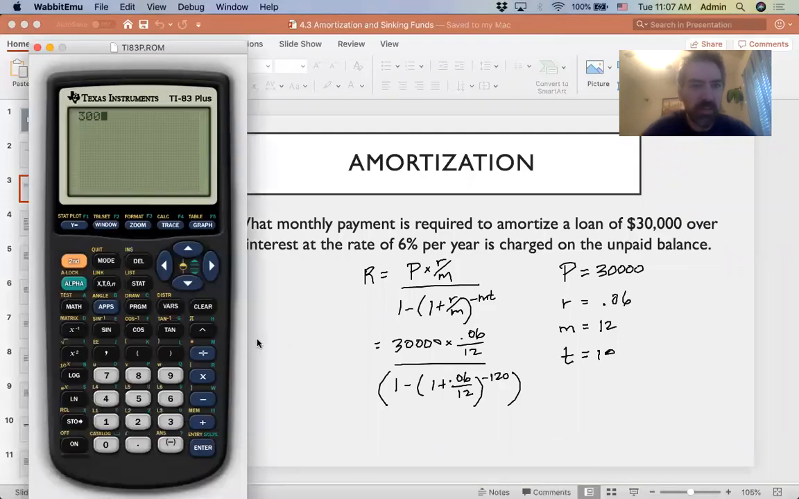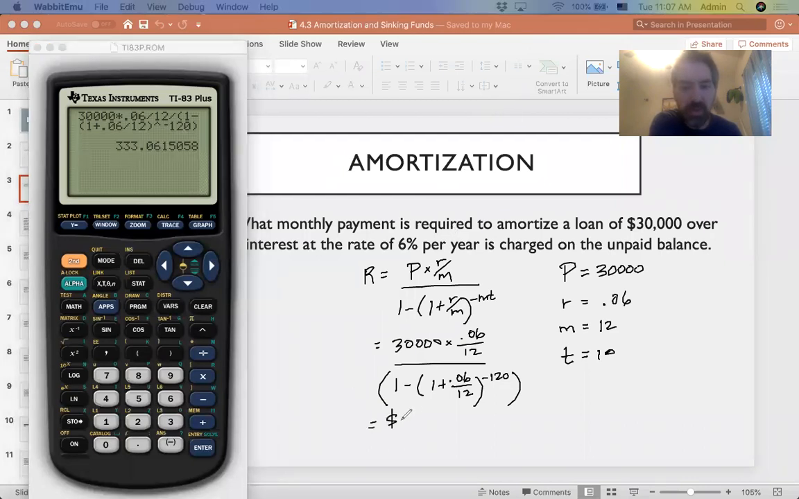So now we can plug all this into the calculator. We've got 30,000 times 0.06 divided by 12, then divided by, here's our first set of parentheses, 1 minus another set of parentheses, 1 plus 0.06 divided by 12, raised to the negative 120, and then close that original set of parentheses. And this will give us the payment amount. So if we make payments of $333.06, we'll be able to pay off that $30,000 loan over 10 years.